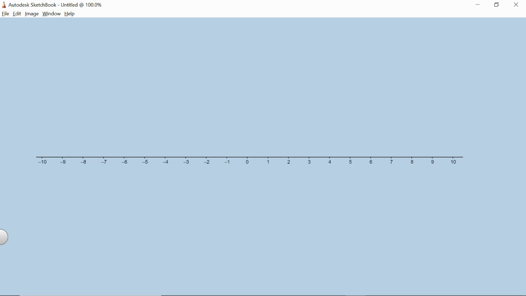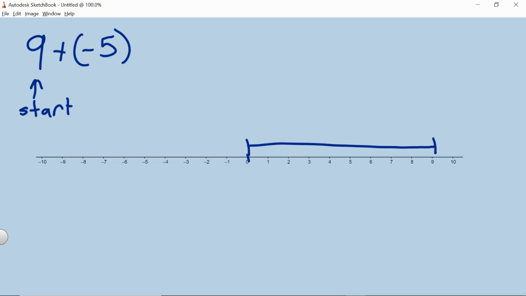Let's say that I have, I don't know, 9 plus negative 5. Okay, well, we're going to do the same thing. This first number here is where you start. Okay, so we're going to start at positive 9. That is going to be 9 places out to the right, right there.